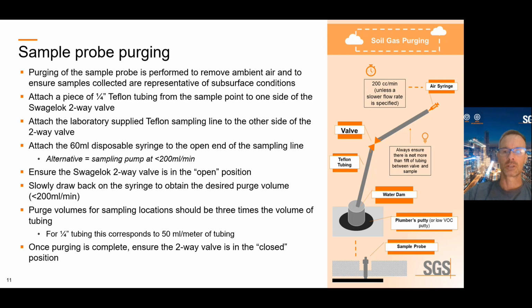We now ensure that the swage lock valve is in the open position, and we slowly draw back on the syringe to obtain the desired purge volume. Purge volumes for sample locations should be 3 times the volume of tubing. As an indication, for a 1/4 inch piece of tubing, this corresponds to 50 milliliters per meter. Once purging is complete, we ensure that the two-way valve is in the closed position.